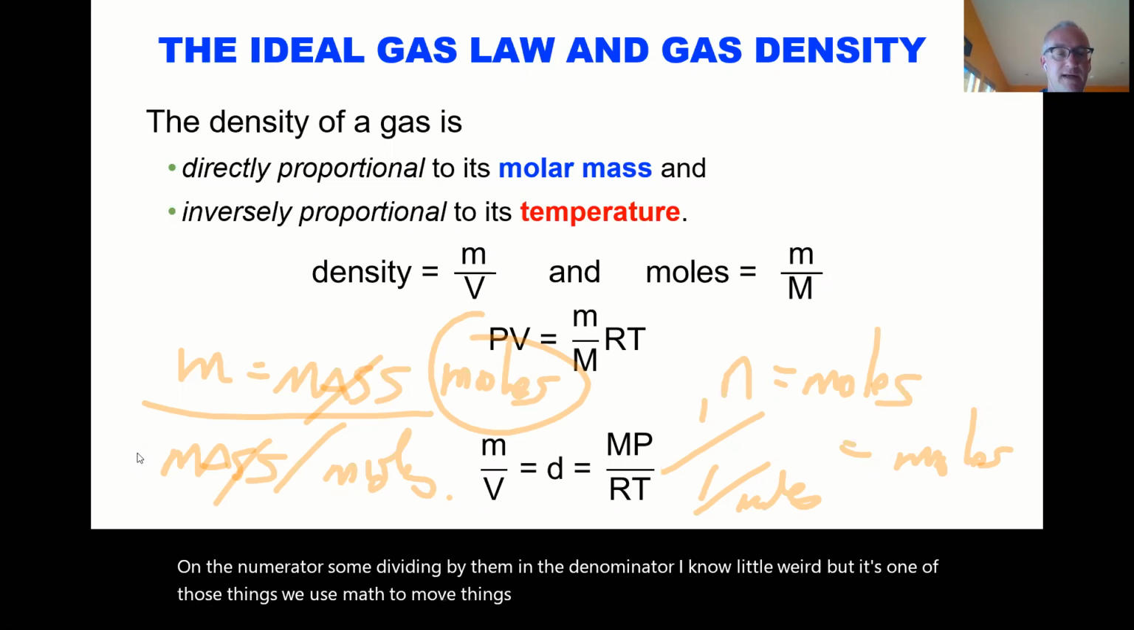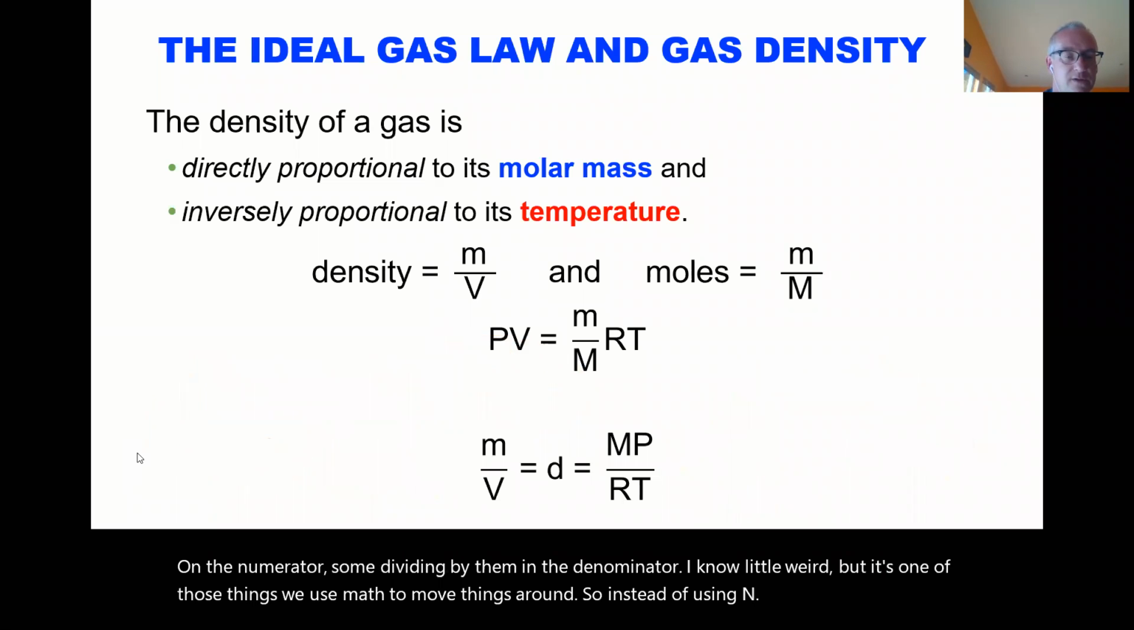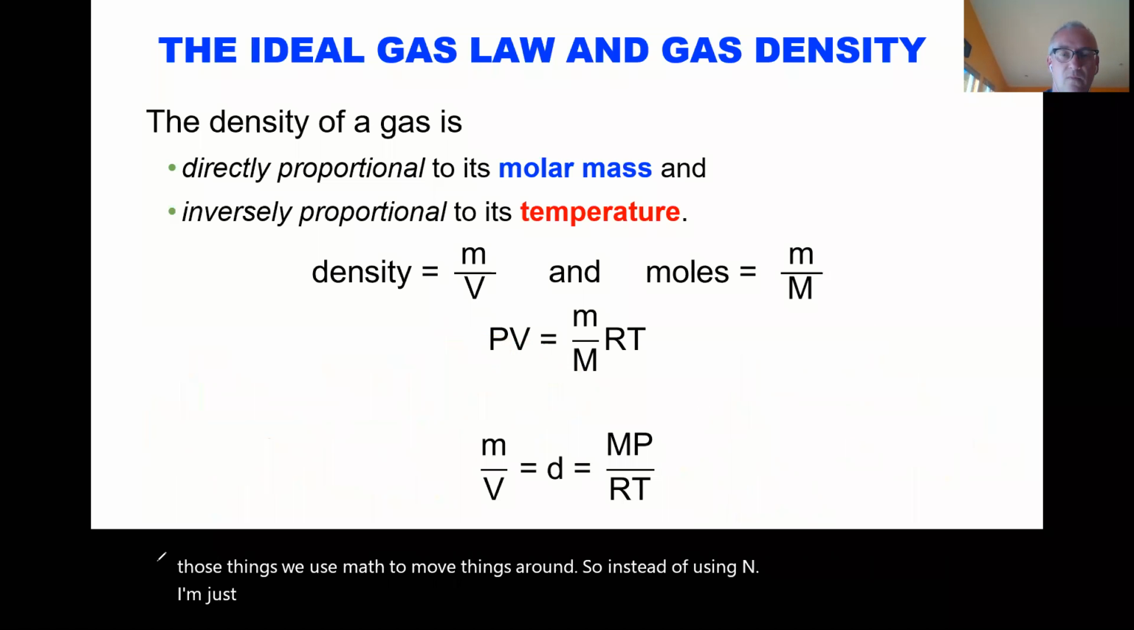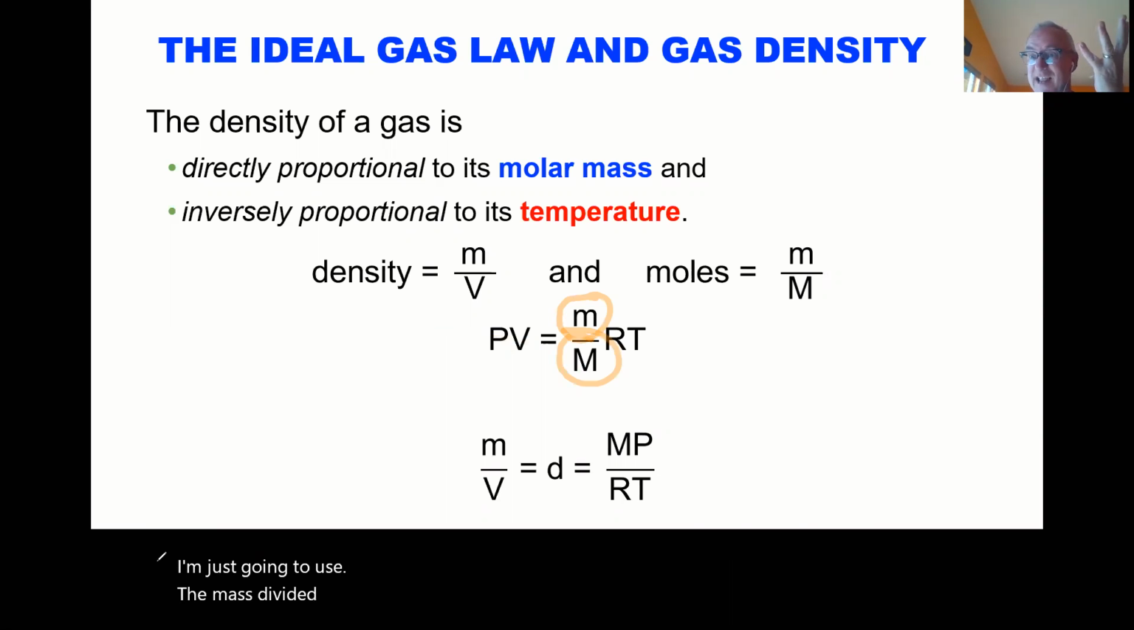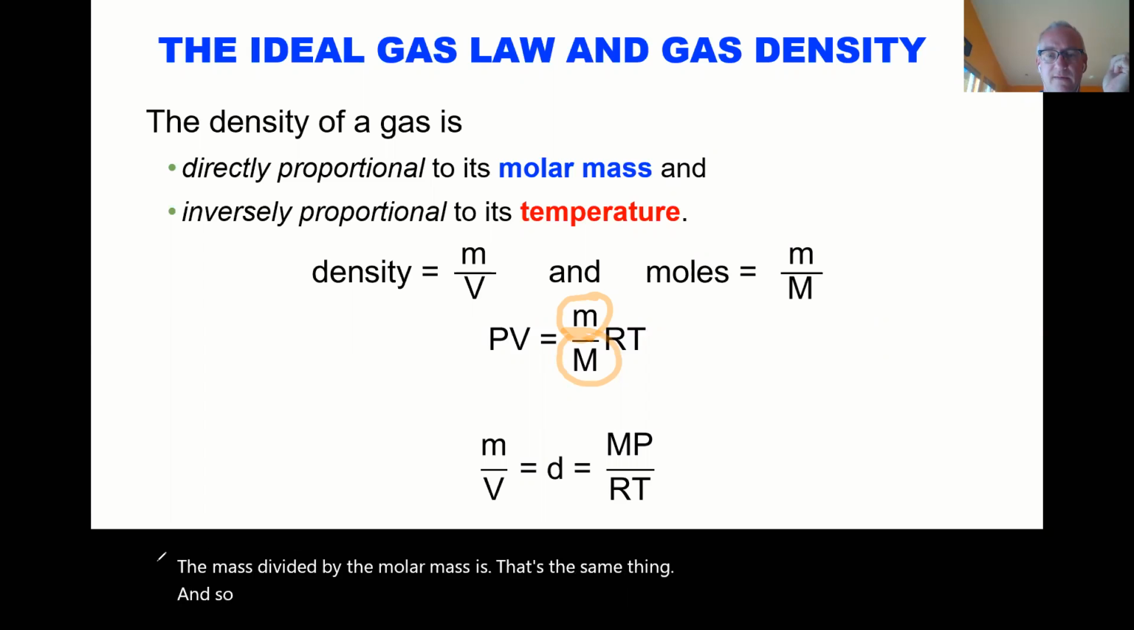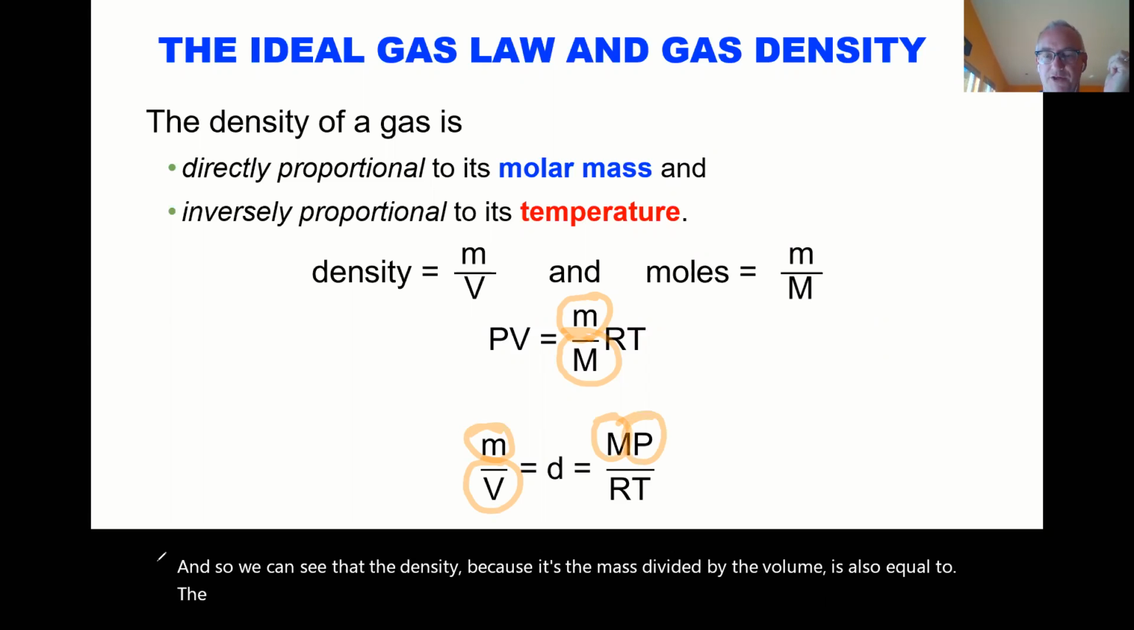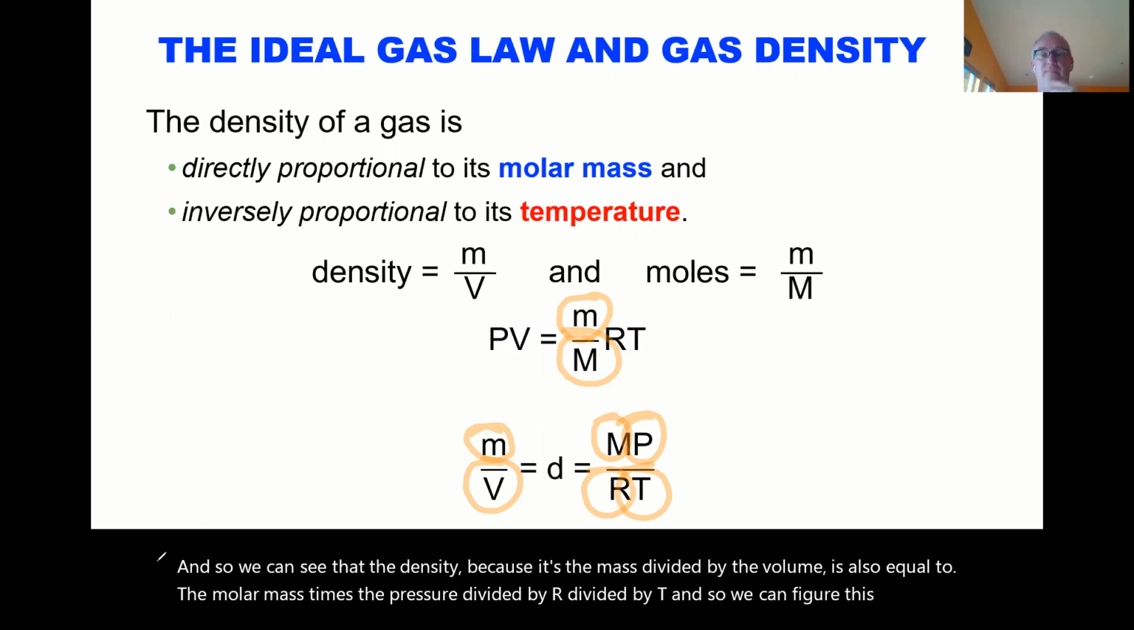So instead of using n, I'm just going to use the mass divided by the molar mass, because that's the same thing. And so we can see that the density, because it's the mass divided by the volume, is also equal to the molar mass times the pressure divided by R times T. And so we can figure this out pretty quickly.